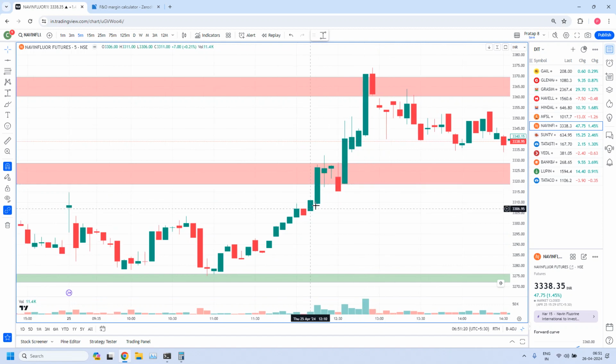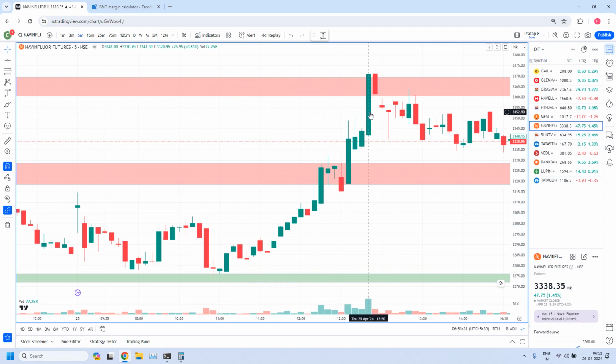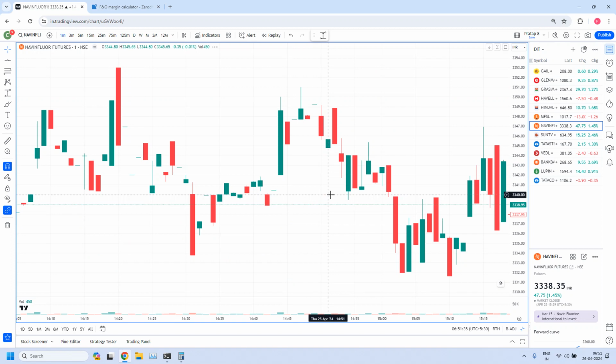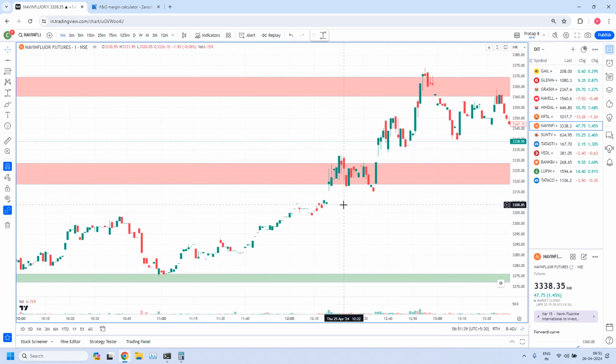Again you can say rally base rally. This is not violated. Again rally base rally, and finally it reached the target. So none of your 5 minute zones are violated. Even the 1 minute, please look into the 1 minute trailing stop loss. They are also not violated, surprisingly.